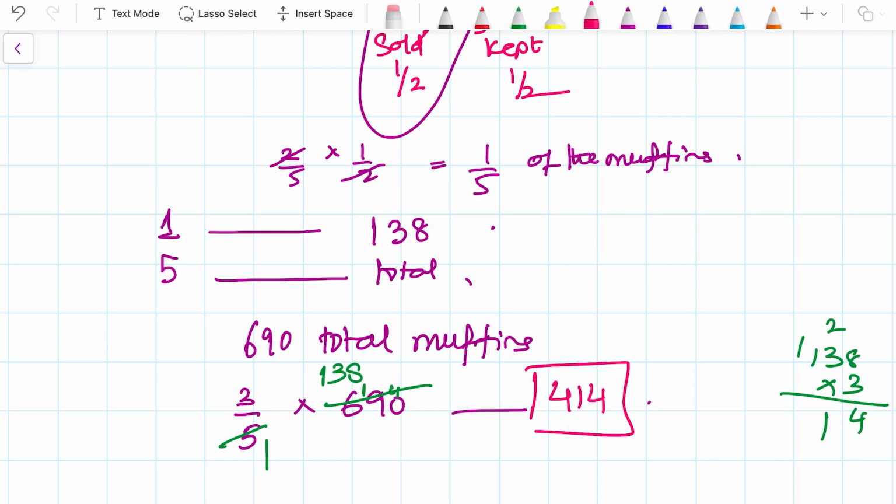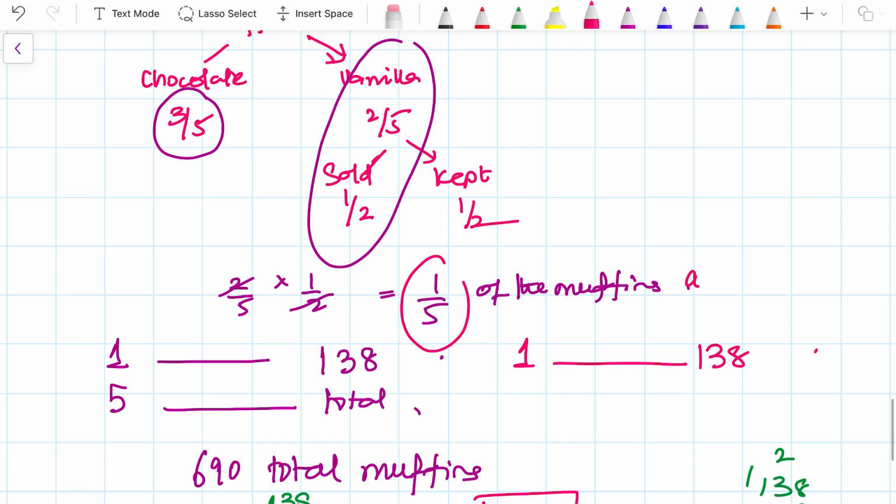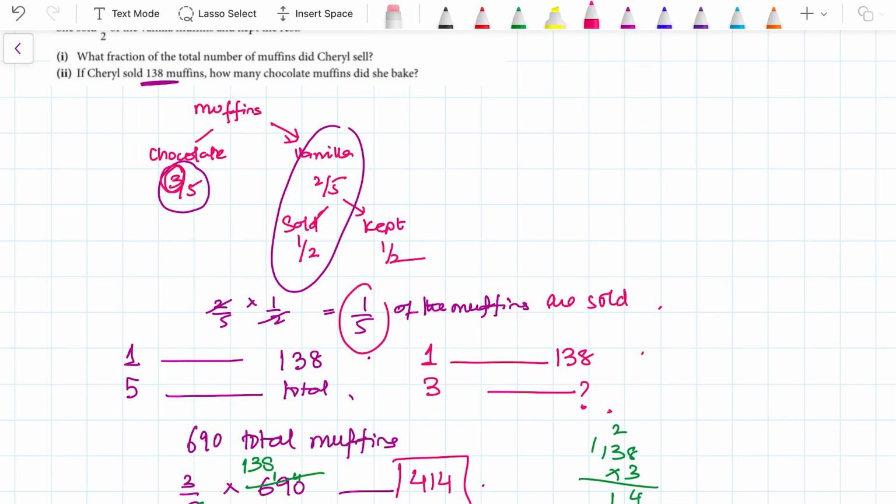Otherwise, what you can do directly is that 1 represents 138 because 1/5 of the muffins are sold. 3 out of 5 are chocolate. So you can also find that out directly. Otherwise, you can first find out the total and then find out what is 3/5 of the total. So there are 2 ways of solving it and both of them are correct.